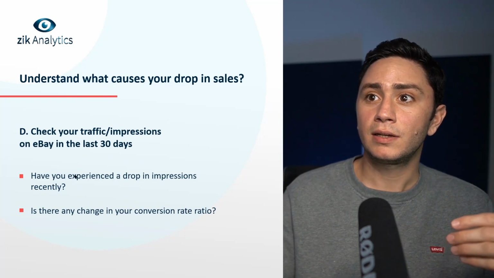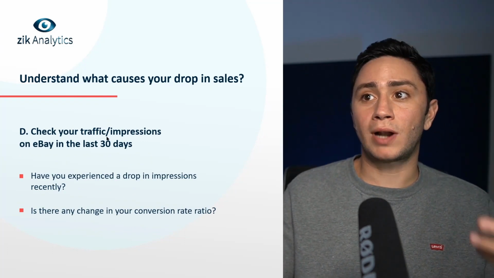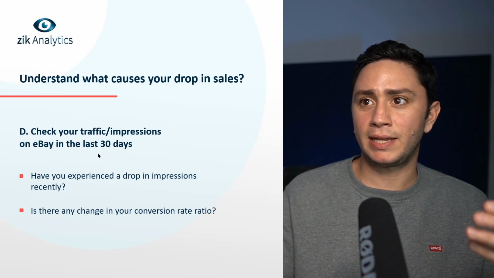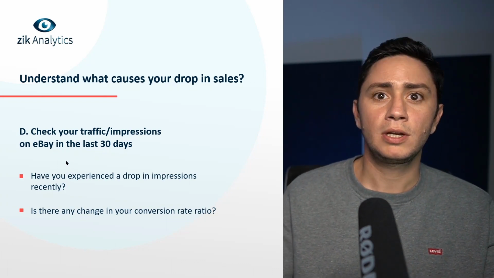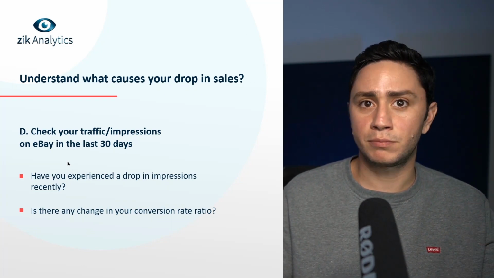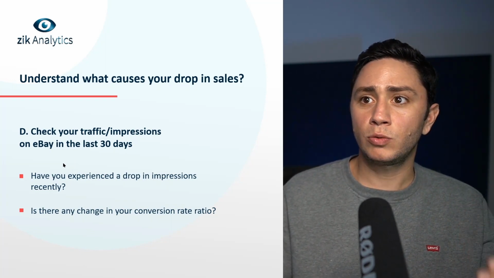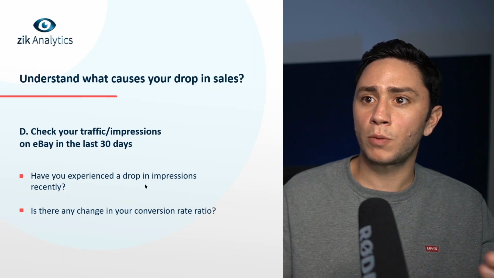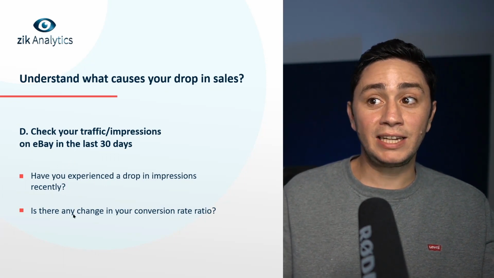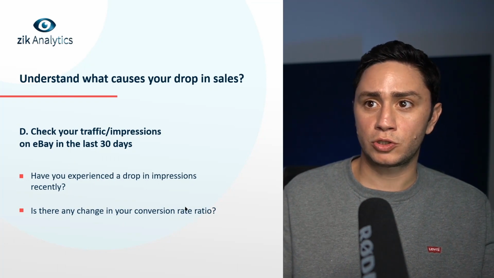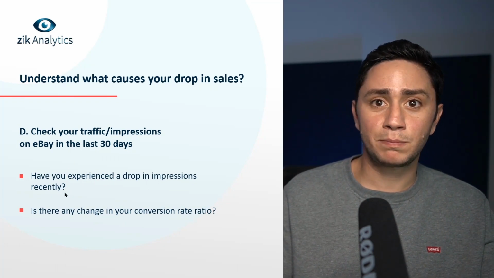Which brings me to check your traffic and impressions on eBay in the last 30 days. You can go to the Seller Hub, where you have the traffic dashboard to see your traffic, impressions, and conversion rate. You want to check if you have experienced any drop in impressions recently, okay? And if there is any change in your conversion rate. So let's explain why it's important to check it.